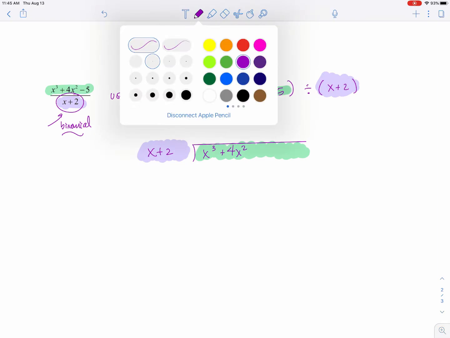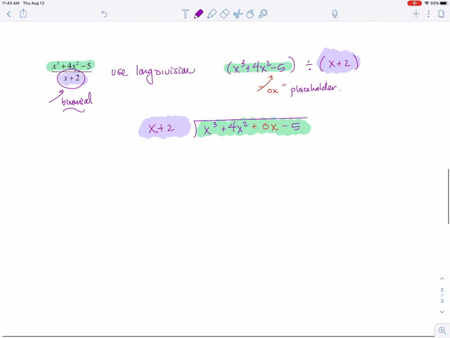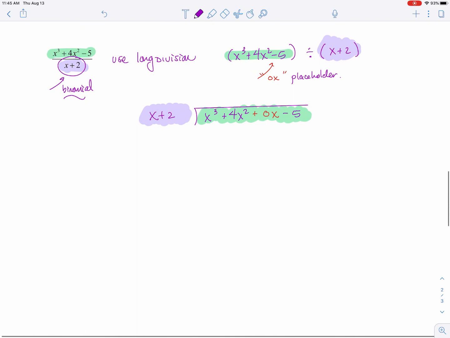Well, we're missing the x term here, so we got to use a placeholder. I'm going to put plus 0x in there, minus 5. So that's the proper placeholder. And now we're going to go through this.